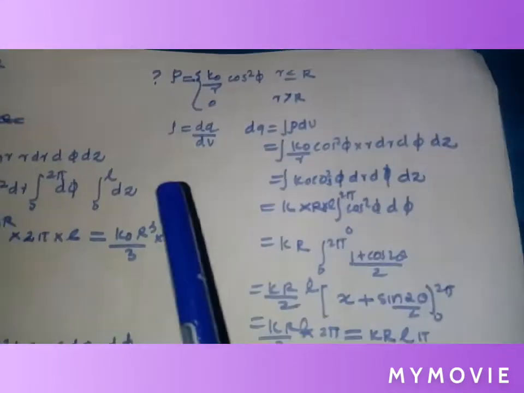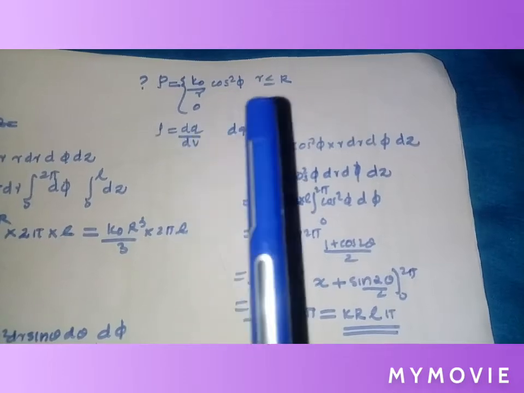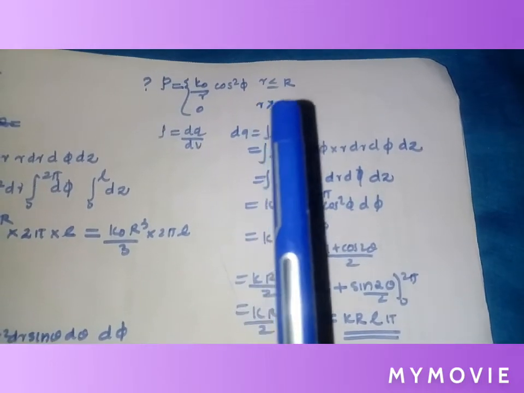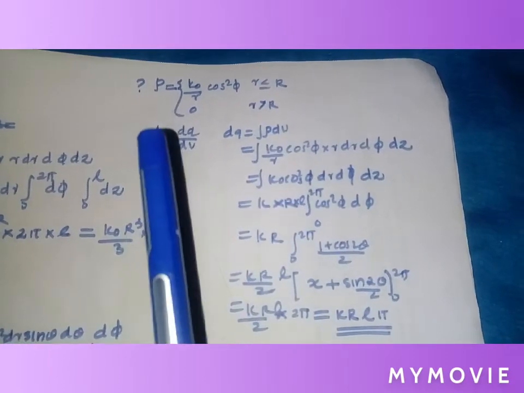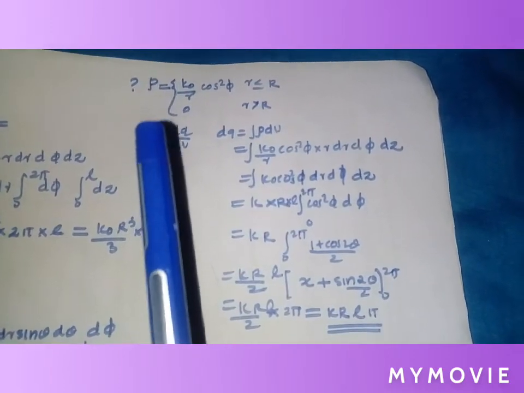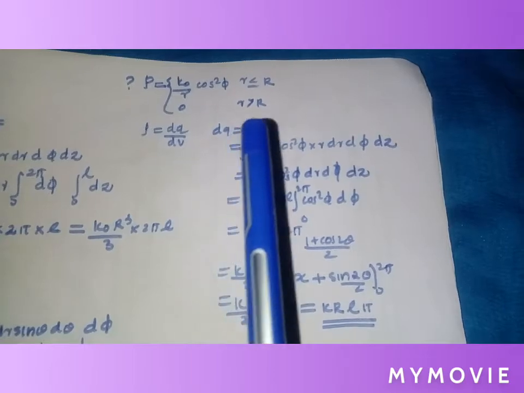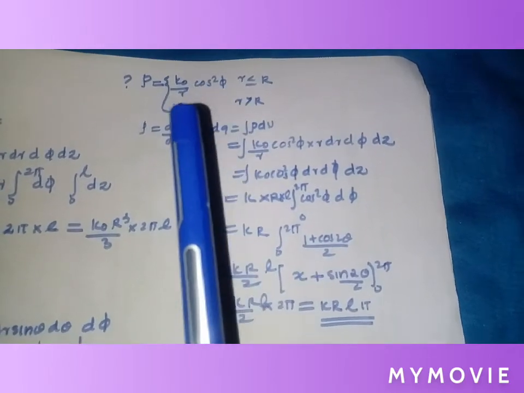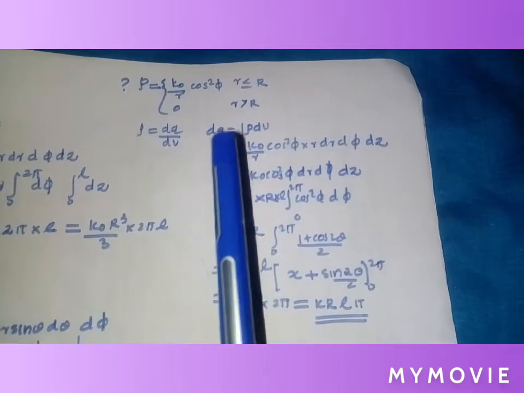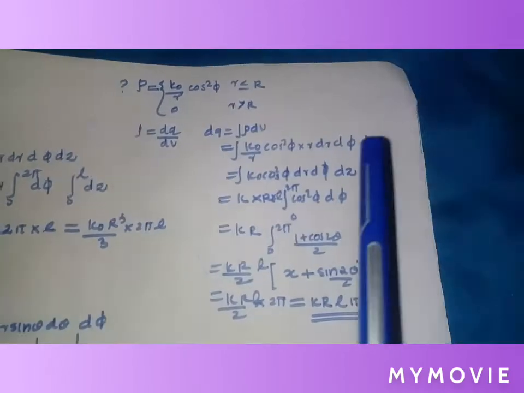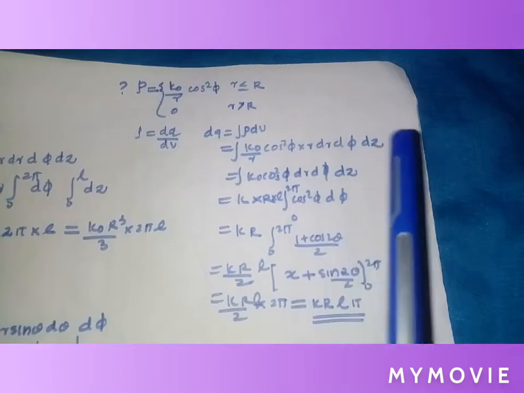Consider the second question, that is rho is equal to k0 divided by r cos square phi for r less than or equal to capital R, and 0 for r greater than R. Rho, that is volume charge density, is equal to dq by dv, dq is equal to integral rho dv. Rho is given as k0 by r cos square phi. We know that the volume element in the cylindrical coordinate system is r dr d phi dz.